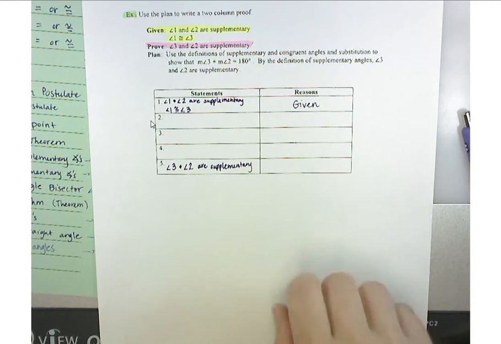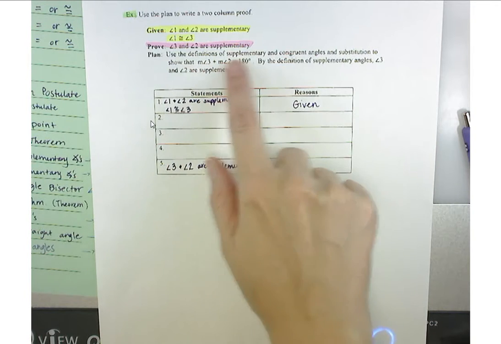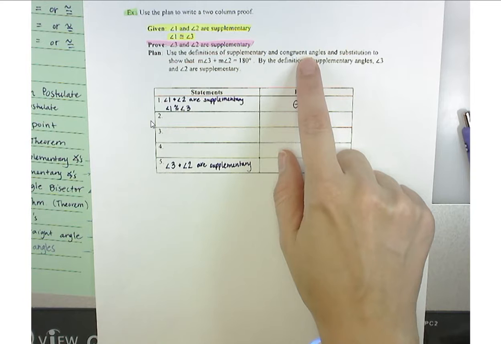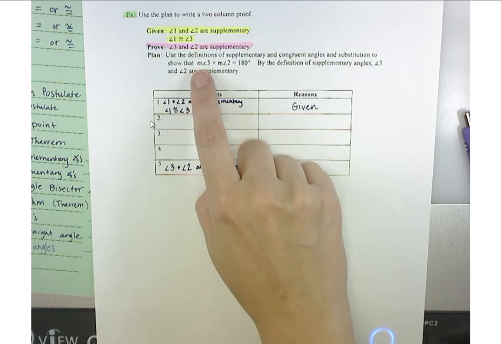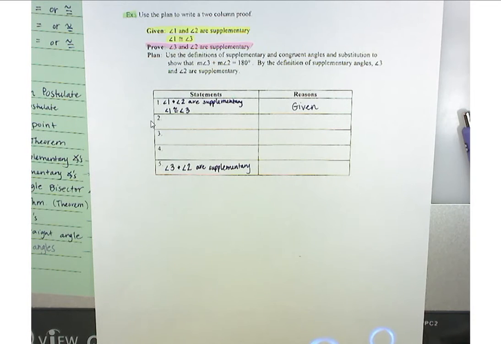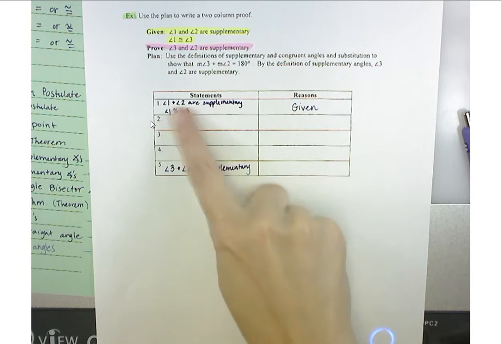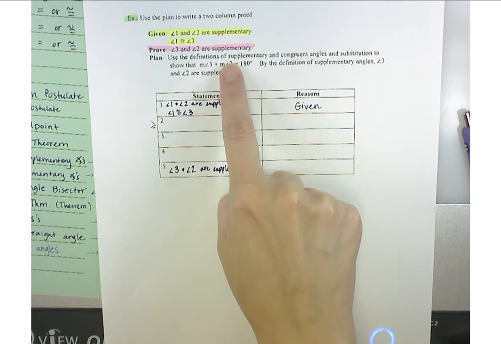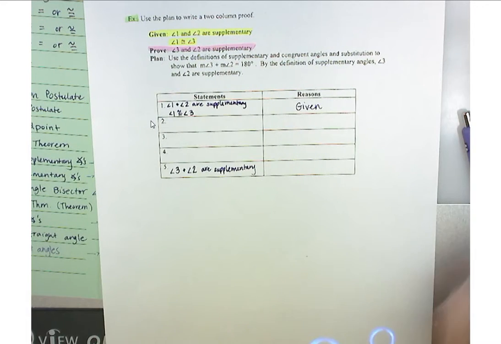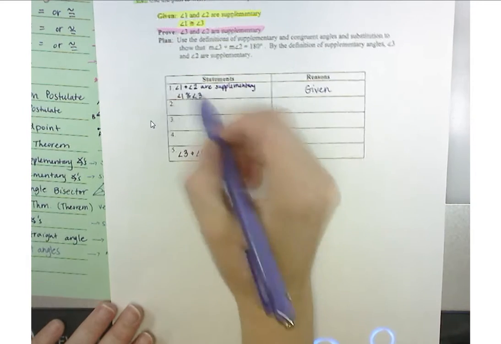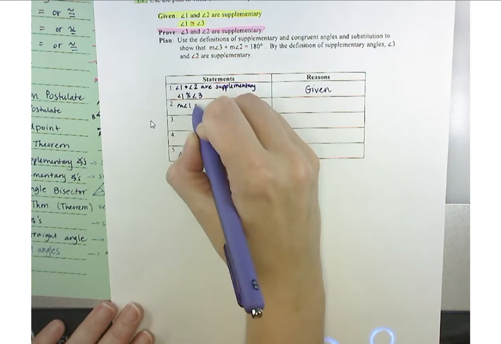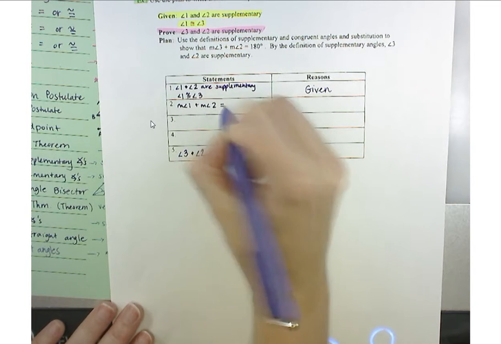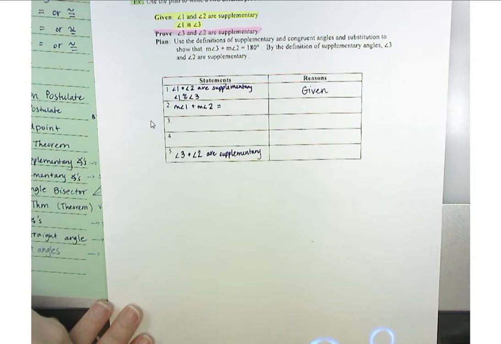Now, like I said, this one does have a plan. It says use the definitions of supplementary and congruent angles in substitution to show that the measure of angle 3 plus the measure of angle 2 equals 180. Before we get to this statement, let's use what we have here. If I'm using the definition of supplementary angles and 1 and 2 are supplementary, when I add those together, the measure of angle 1 plus the measure of angle 2 has to be what? 180.